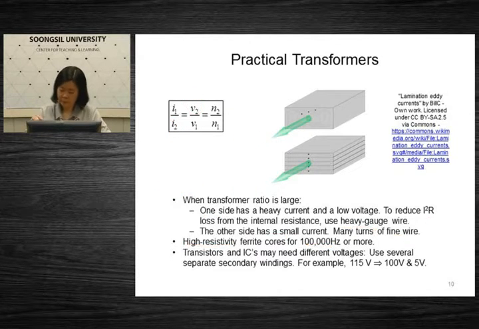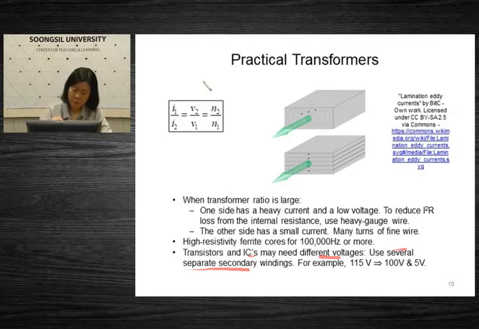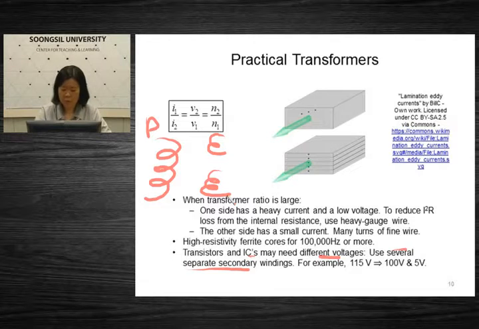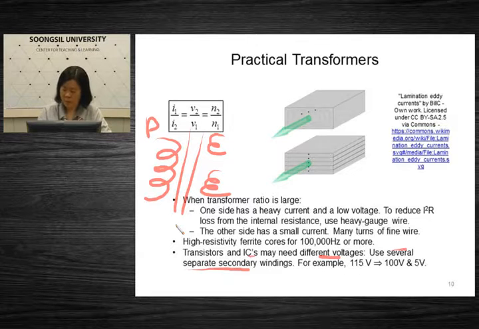Next, inside the computer, you may need different voltages for different types of transistors and ICs. In such a case, we may use several secondary windings. That means if you have primary windings from the source, then you can have two or more secondary windings on the same core. That's possible. So for example, we can divide 115 volts into 100 volts and 5 volts using this kind of design.